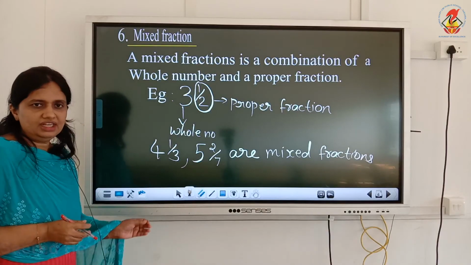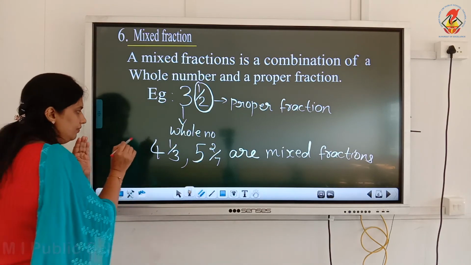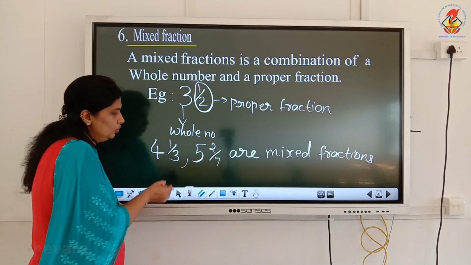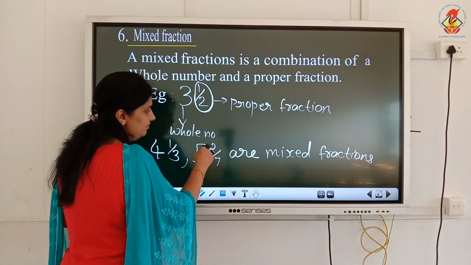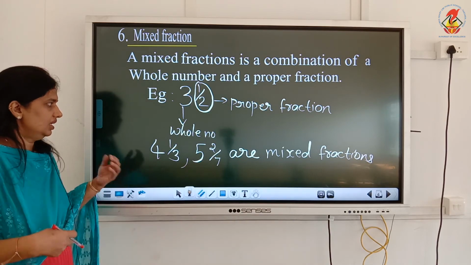Okay, now is it clear, children, what is mixed fraction? It's a combination of a whole number and a proper fraction. This one, together it is called what? Mixed fraction. And 5 and 2 by 7, that is also mixed fraction. Is it clear? Okay.